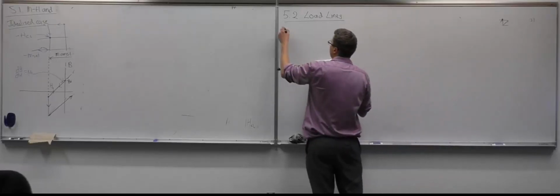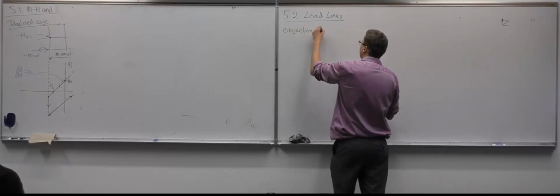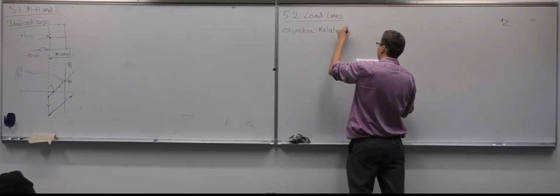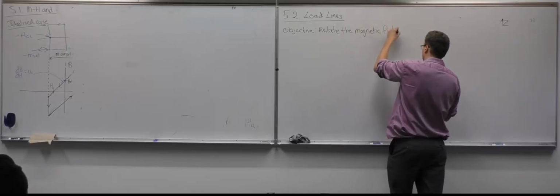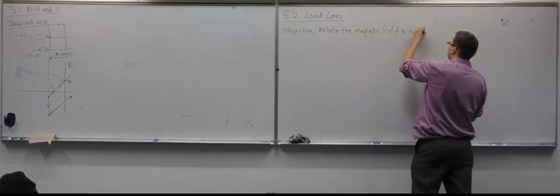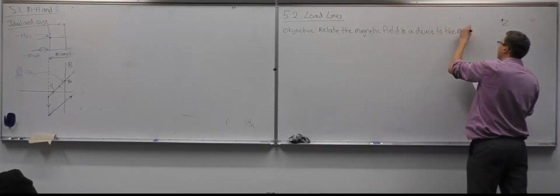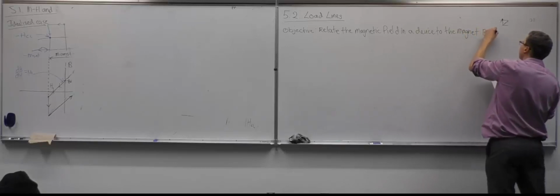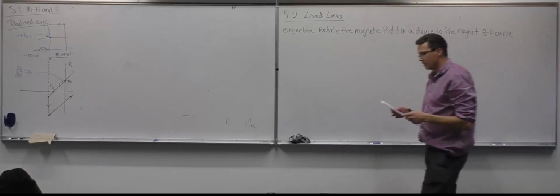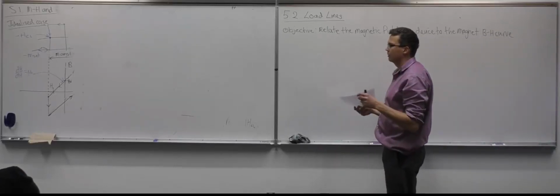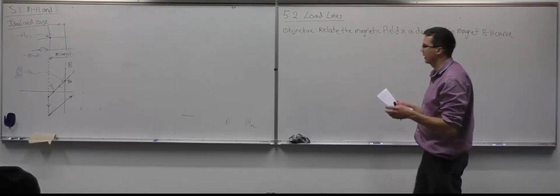So the objective here is to relate the magnetic field in a device to the magnet BH curve. So if you have a device, the magnet must be operating at a particular point on the BH curve. What is that point?